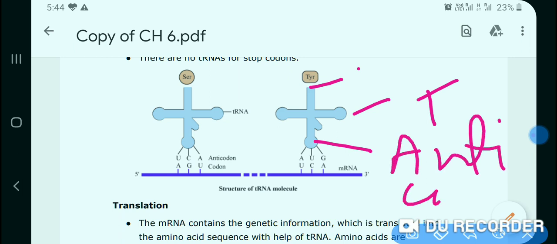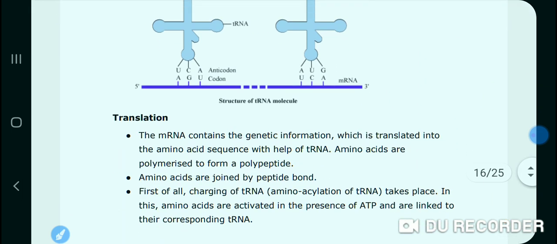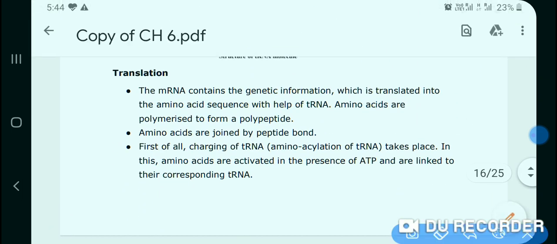Anticodon loop, and this is amino acid synthetase. So let us come to translation. What is translation? The messenger RNA contains the genetic information which is translated into the amino acid sequence with the help of transfer RNA.